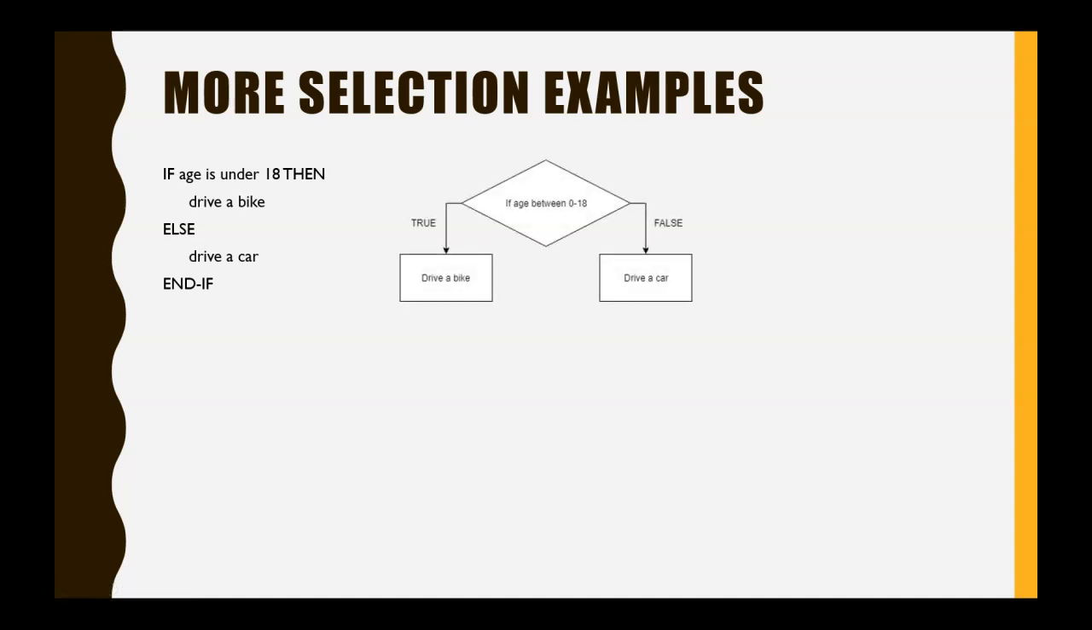And this in flowcharts. So if age is between 0 and 18, it is true. So we are, for example, 15 years old, we drive a bike. If we are older than, well, this should be exactly 17, I think, because if you are 18, you can drive a car, so there's a bit of a logical error there.